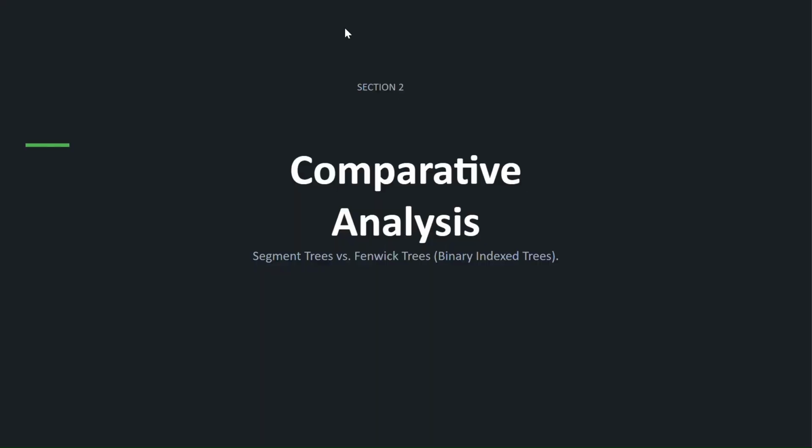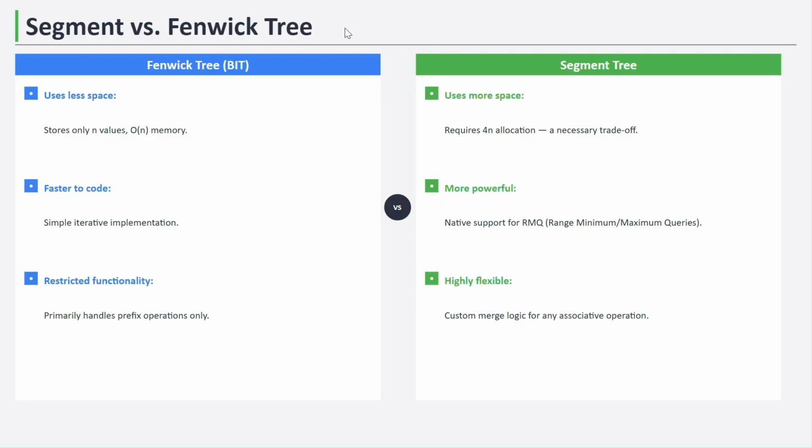Given this heavy memory cost, why not just use a simpler alternative? Let's compare. The most common alternative is the Fenwick tree. Fenwick trees are highly memory efficient, using only linear space. However, they are strictly restricted to basic prefix operations. On the other hand, the segment tree sacrifices memory to give you total structural freedom, allowing complex queries and creating custom merge logics.